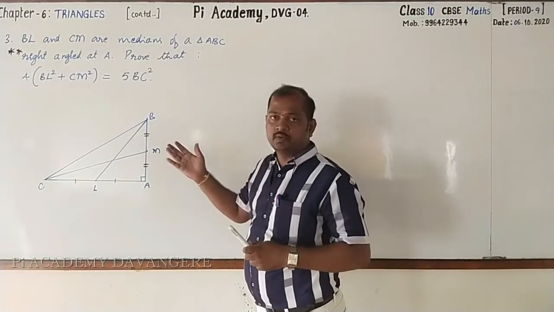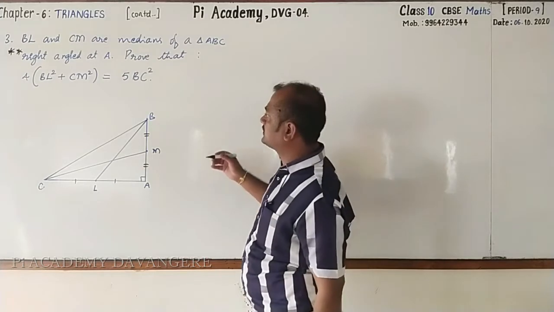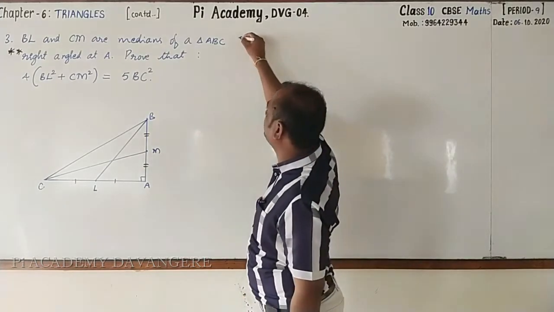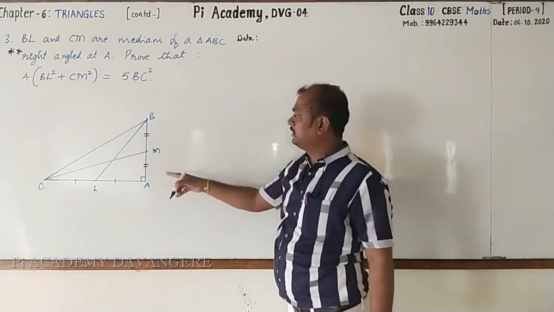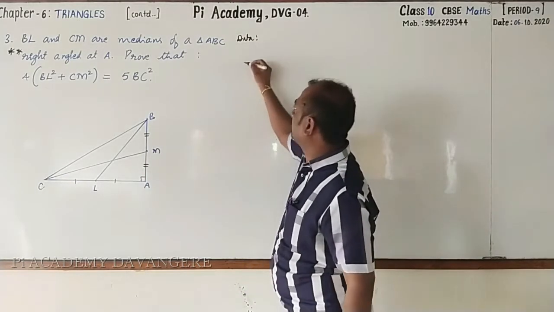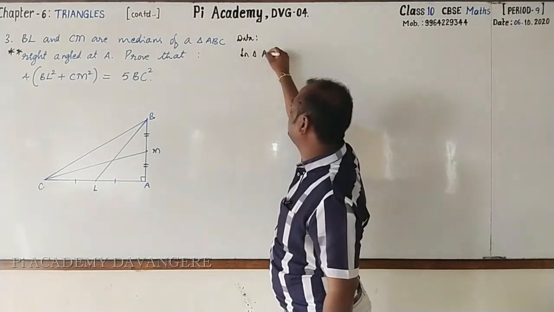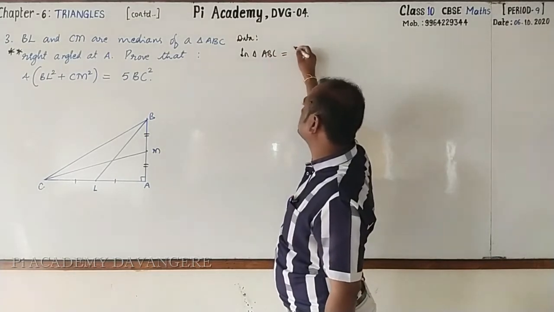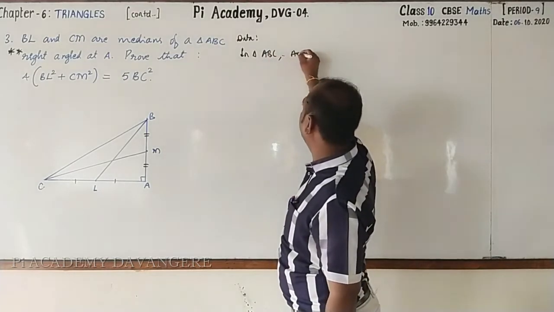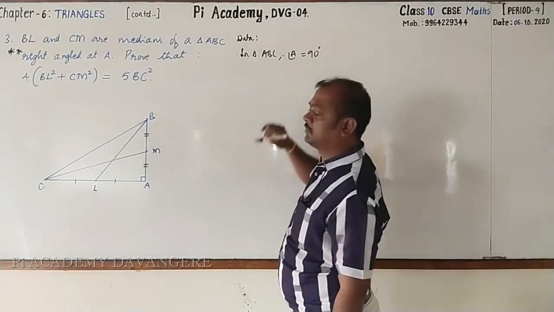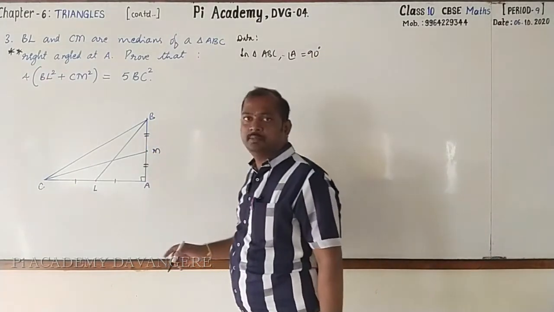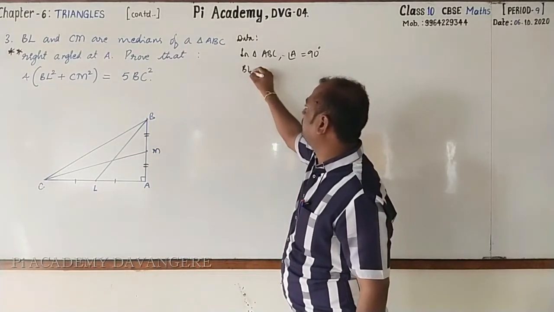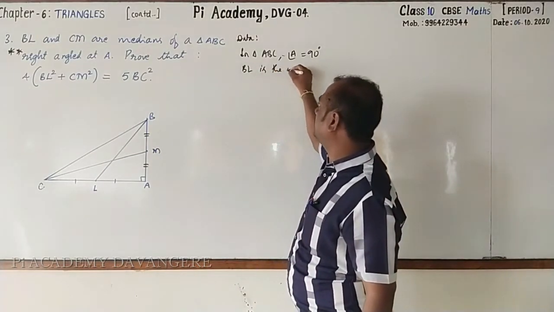Yes, students, now let's go for proving this. And before that, just go for writing the data with me. What has been given? ABC is a right triangle. Here I'll write: in triangle ABC, angle A is 90 degrees. Next, they are given BL and CM are the medians. So first I'll write BL is the median.